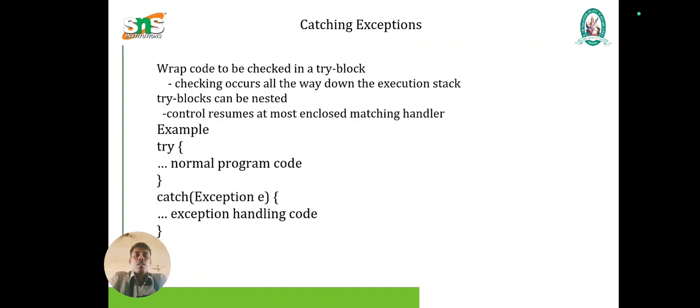Catching exception. Wrap code to be checked in a try block. Checking occurs all the way down the execution stack. Try blocks can be nested. Control resumes at the most enclosed matching handler. These are the examples of catching exceptions.